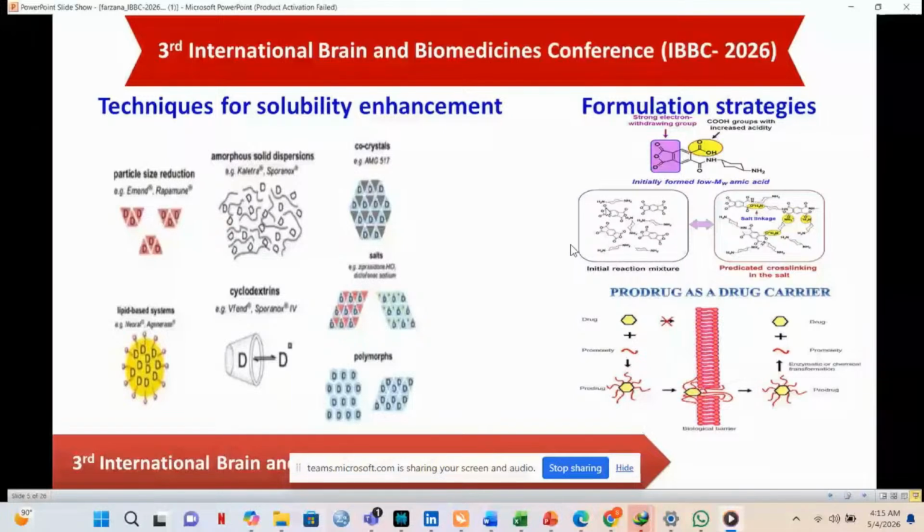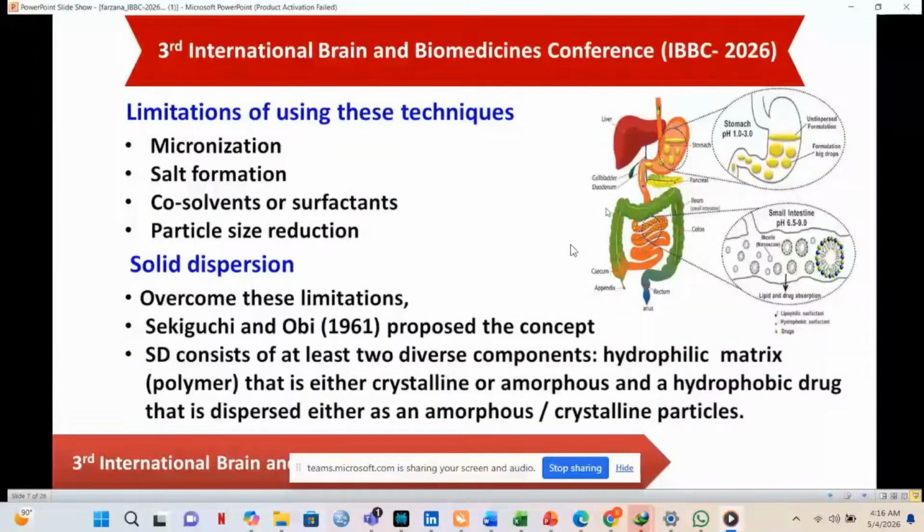Solid dispersion technology can overcome all these limitations because it is the most commonly used, simplest, and most efficient alternative for increasing solubility. Sekiguchi and Obi proposed this concept. It consists of two diverse components: one is the hydrophilic matrix, which is a polymer, and the other is the hydrophobic drug, which is either dispersed amorphous or as crystalline particles within the matrix. It has several advantages like reduced particle size, increased porosity, increased wettability, conversion of the drug from the crystalline to amorphous form, and it also offers many processing and excipient options.